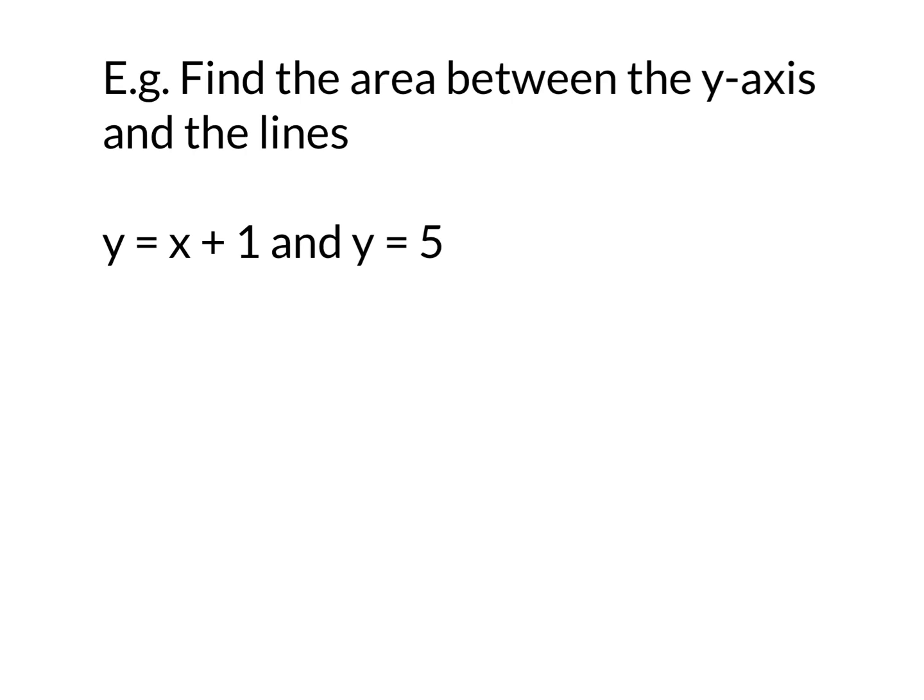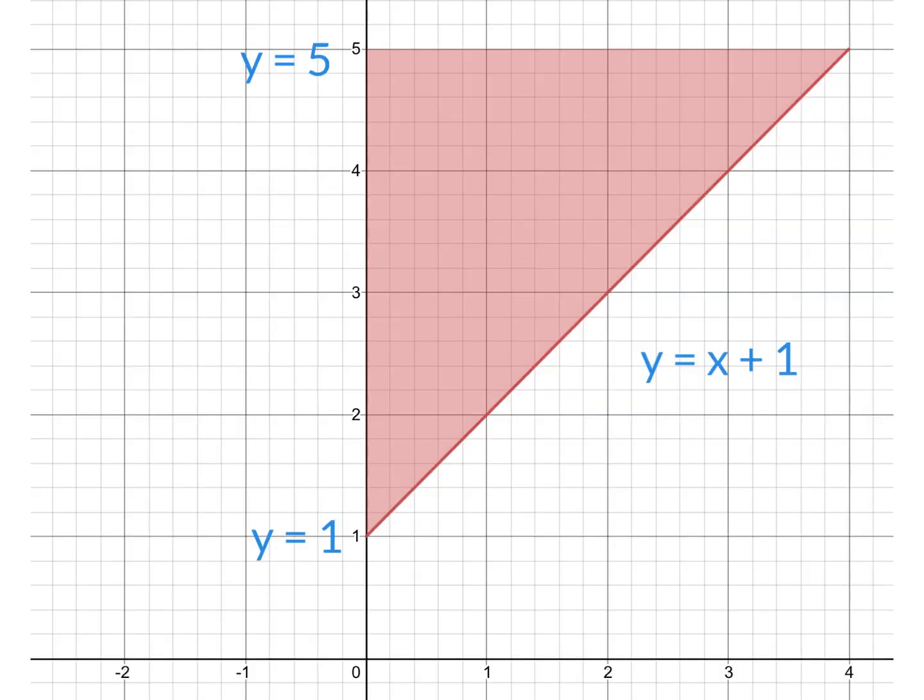So here's our first one. Find the area between the y-axis and the lines y equals x plus 1 and y equals 5. So there's a line y equals x plus 1. It passes through y equals 1. And our line y equals 5 is the top part. So we form a triangle.